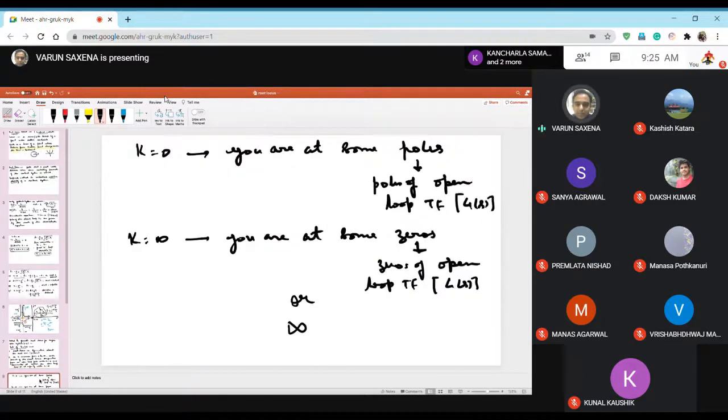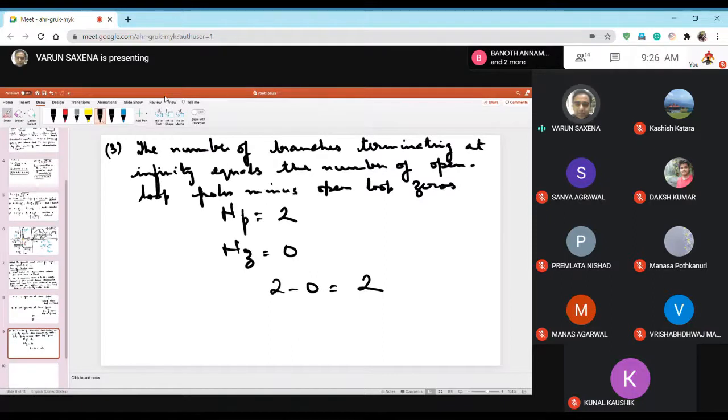And then I said, at k equal to 0, you are at some poles, and those poles are the poles of the open loop transfer function, which I clearly showed you are 0 and minus a in that problem. When k is equal to infinity, you are at some zeros, and those zeros are the zeros of the open loop transfer function. But in this case, we do not have any zeros. So when k tends to infinity, you will reach infinity, and you are reaching infinity along that a plus jb line. So that is basically what this rule is.